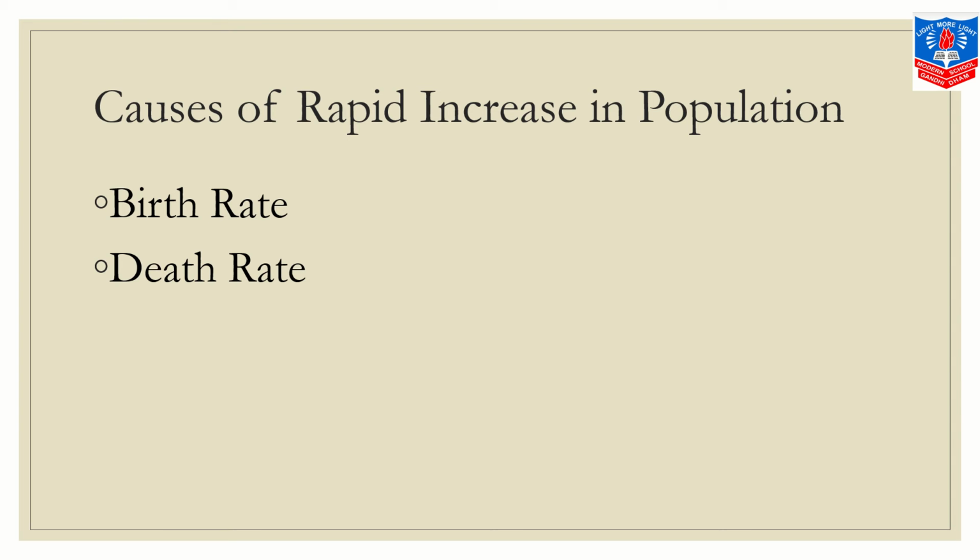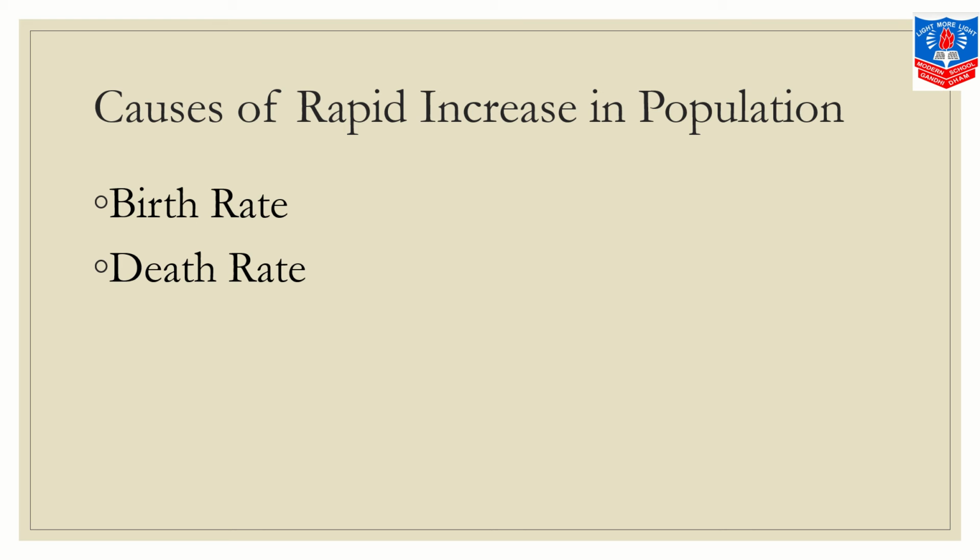And today our topic is the causes of rapid increase in population. Now, basically, there are two causes of rapid increase in population: birth rate and death rate. The two factors affecting the increase in population are birth rate and death rate. About both of them we will be studying in detail in this chapter itself.